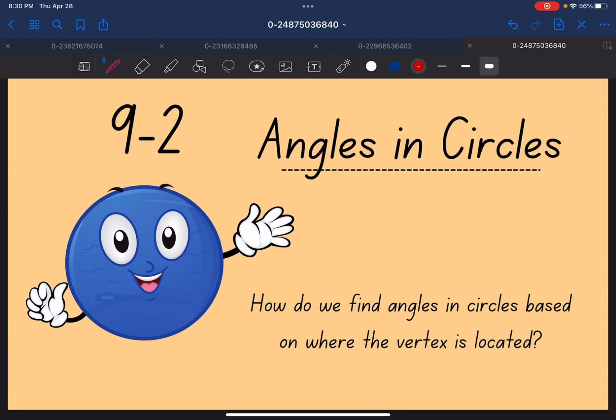Okay, so we're going to talk about angles and circles today, and looking at your notes, we're going to be talking about angles that have vertices in the center, on the edge of the circle, in the circle, and outside the circle. Today we're just going to focus on central angles, so angles that have vertices in the center, and then inscribed angles where the vertex is on the edge of the circle.